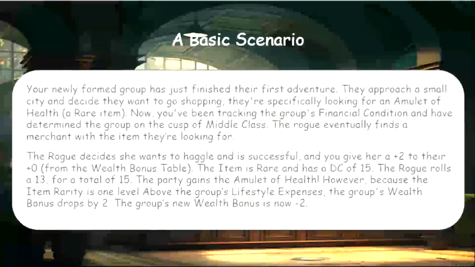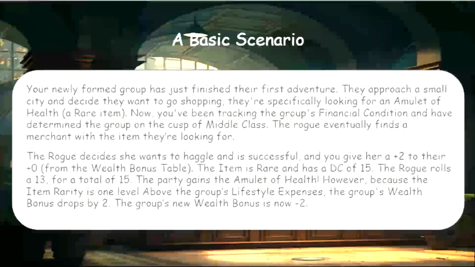The rogue eventually finds the merchant with the item that they're looking for. The rogue decides that she wants to haggle and is successful. So you give her +2 to their +0 wealth bonus, which is found on the wealth bonus table. The item is rare and has a DC of 15. The rogue rolls a 13 plus her bonus of +2, so the total is 15. The party successfully purchases the amulet of health.